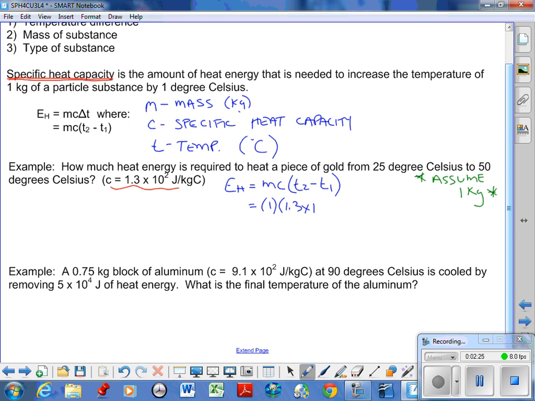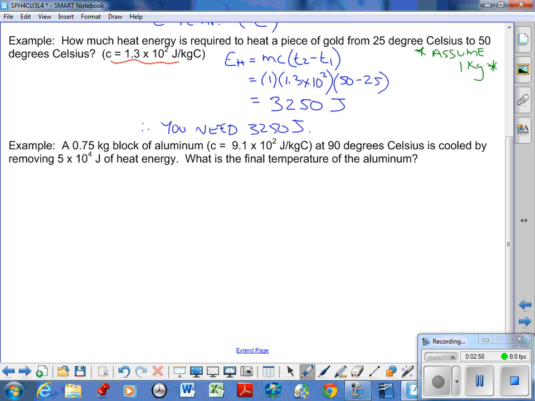Specific heat capacity of gold is given. That's in scientific notation. Final temperature is T2, that's 50. It was initially room temperature at 25. So now you go ahead and use your calculator to determine the value. And I get 3,250 joules of energy. Therefore, you need 3,250 joules. That's how much energy you'd have to put in with the flame to make that gold go from 25 to 50.